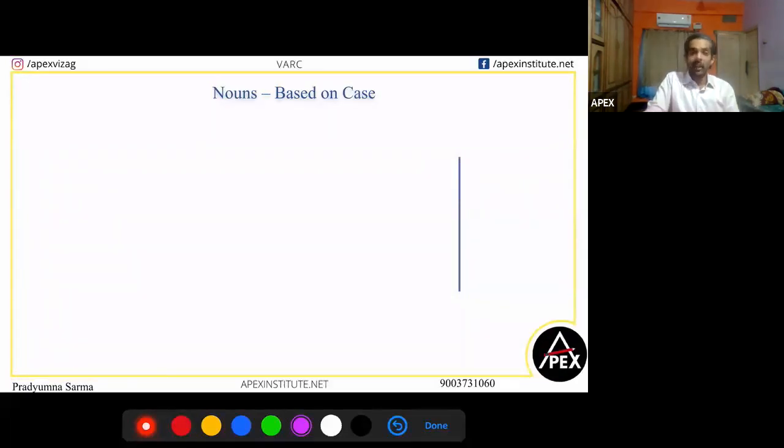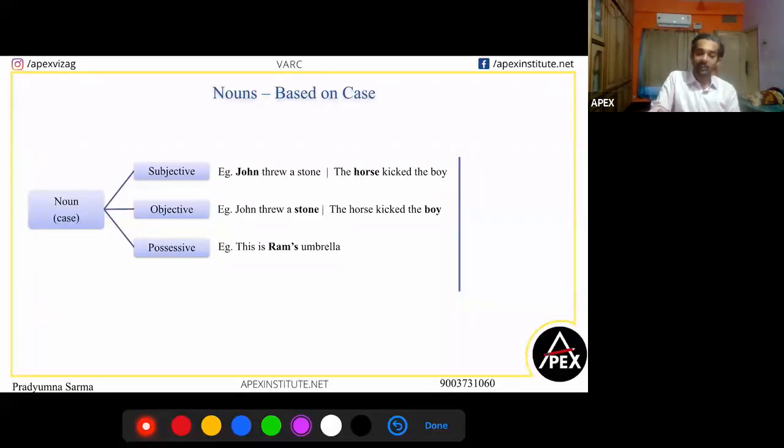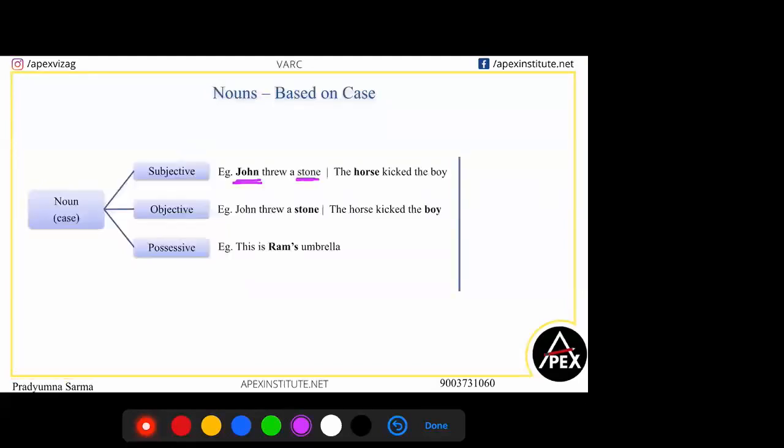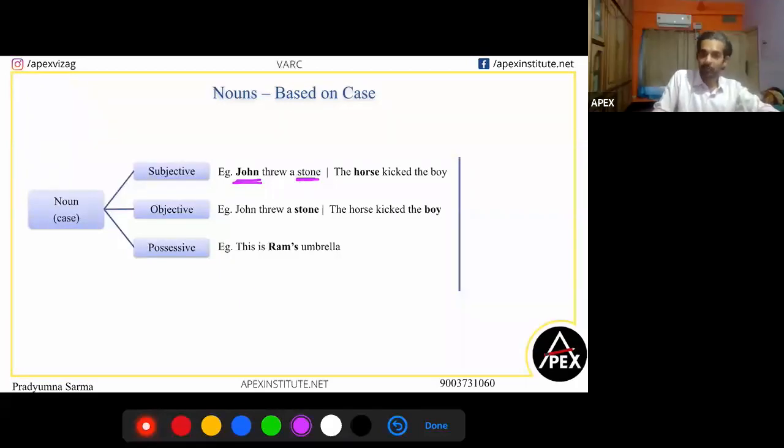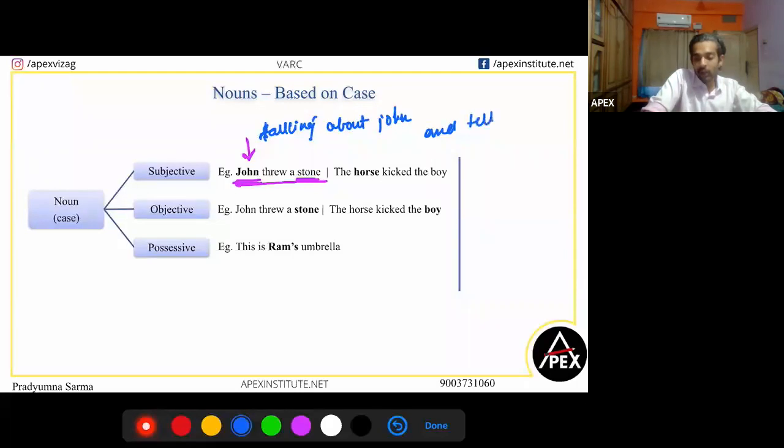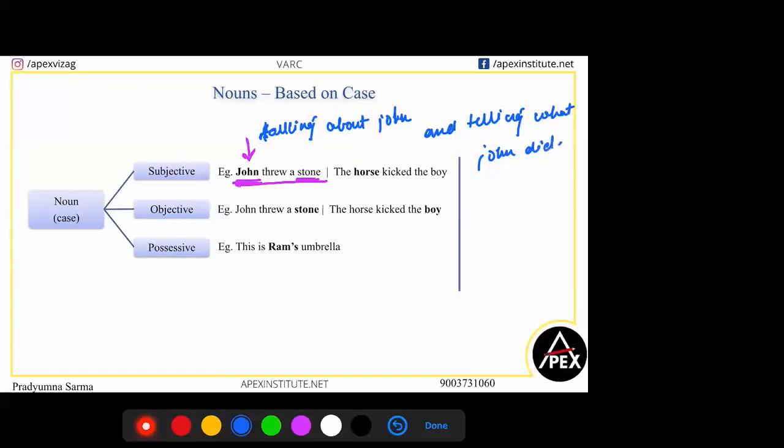Now, based on case, we have again 3 things. The first thing is the subjective case. What do I mean by subjective case? Look at this sentence: John threw a stone. First of all, let us see what the names are in this particular sentence. John is a name. Stone is a name. Now, looking at the name John in this sentence, can I say that this sentence is talking about John and telling what John did? Am I right?